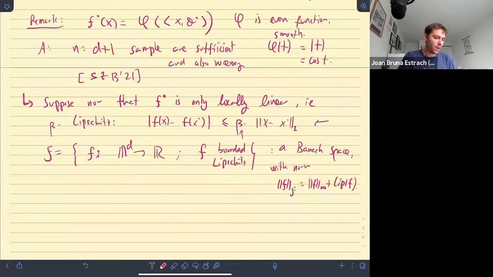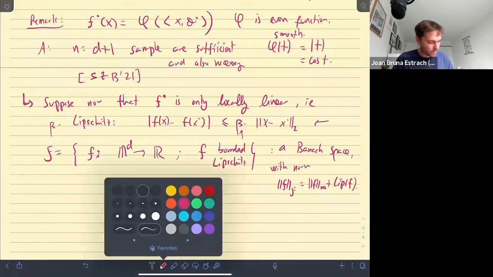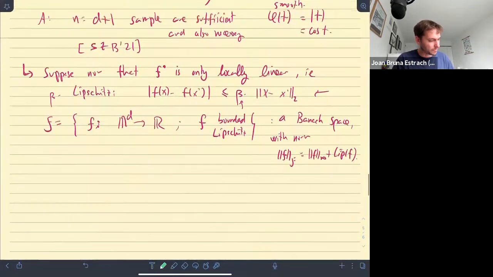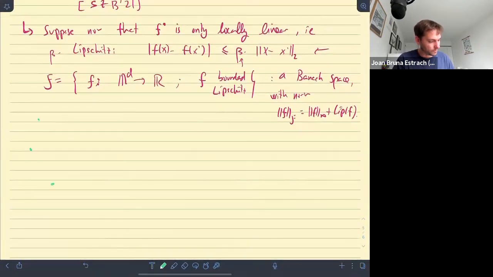Okay, so now again, we have this picture that I drew before where I have some points, x1, x2, xn, and I observe the value of the function at each of these points. And the only thing I know is that the function I'm looking for is Lipschitz. So what is a reasonable estimator for this problem?